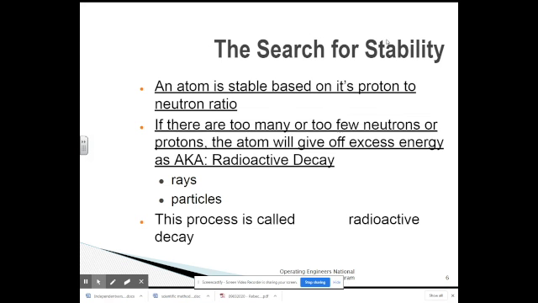So the reason why the atom puts off all that energy is it wants to be stable. An atom is stable based on its proton to neutron ratio. If there are too many or too few neutrons or protons, it'll give off that excess energy until it is stable, which is also known as radioactive decay. Of course, the faster it gives off the energy, the more powerful it is.